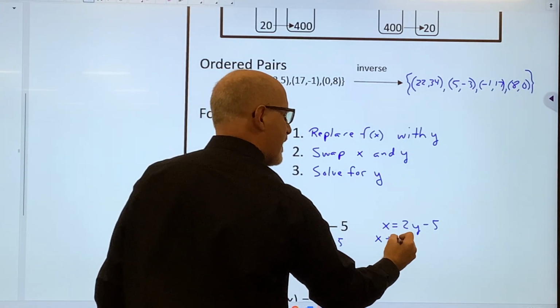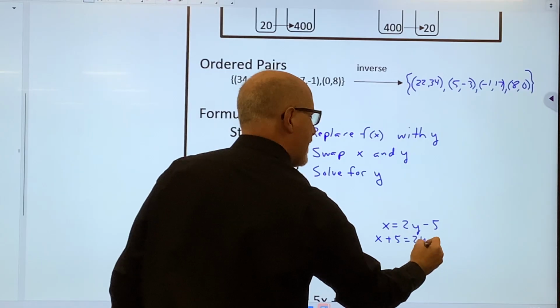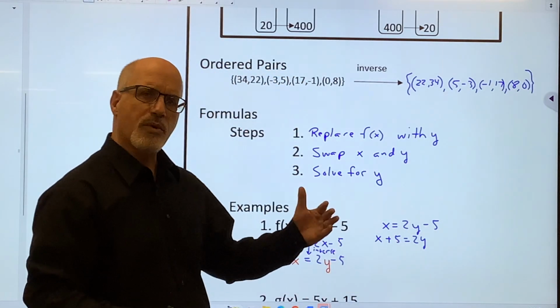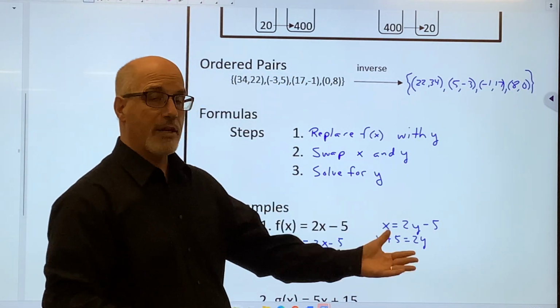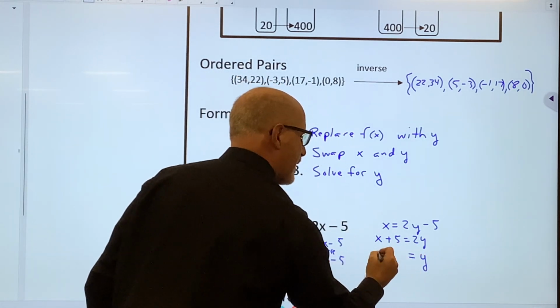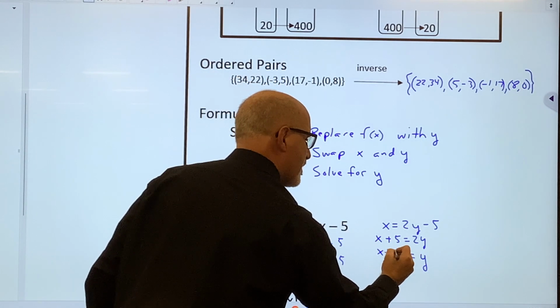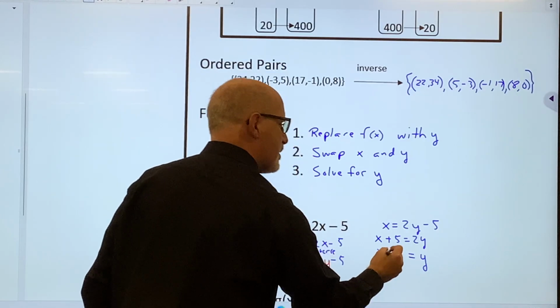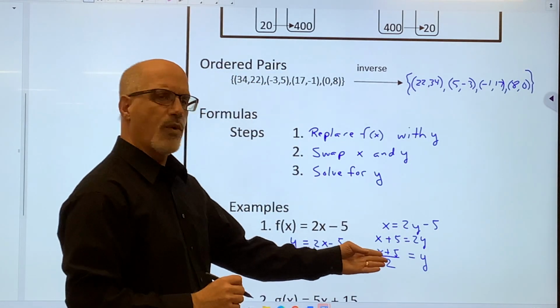So x plus 5 equals 2y. And then I want to get rid of the 2, so it's 2 times y. I'm going to get rid of it by dividing by 2 on both sides. So I get x plus 5 all over 2. So this is my inverse formula.